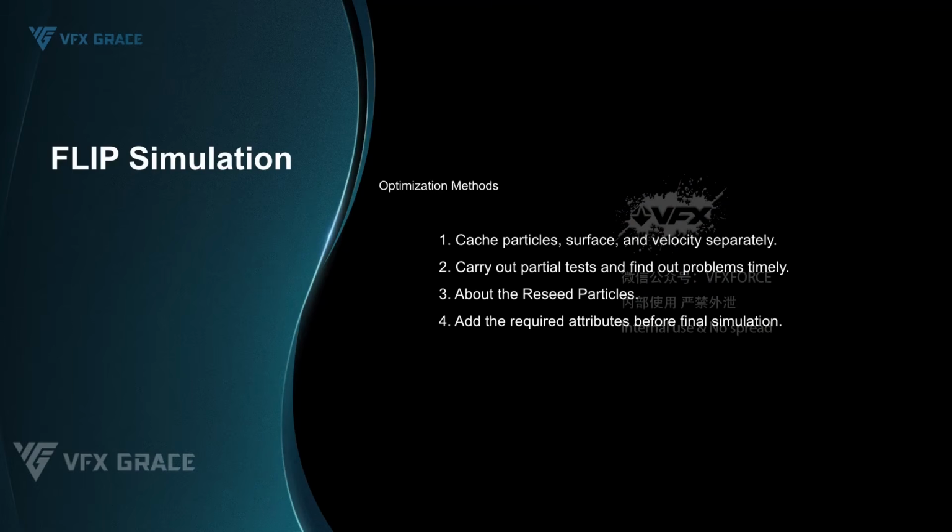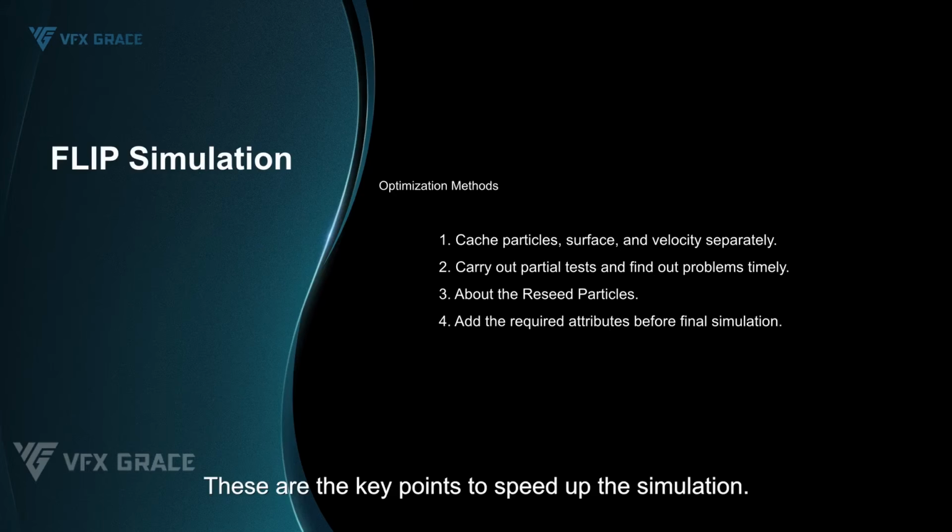1. Cache particles, surface, and velocity separately. 2. Carry out partial tests and find out problems timely. 3. About the receipt particles. 4. Add the required attributes before final simulation. These are the key points to speed up the simulation. That's it for the summary of the previous episodes.